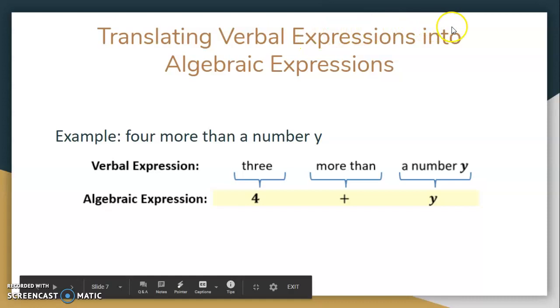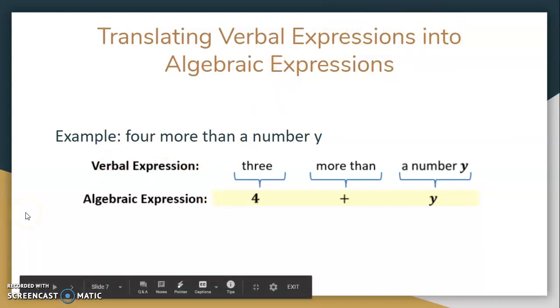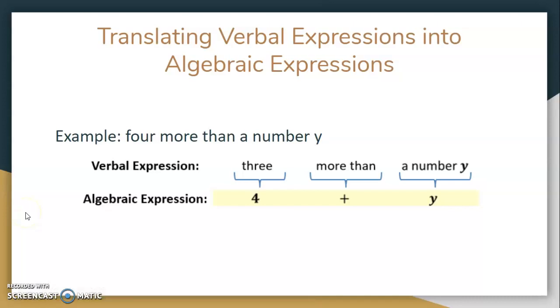Translating verbal expressions into algebraic expressions. So an example would be 4 more than a number y. So the verbal expression is 4 more than a number y. So the algebraic expression, remember, it has a letter in it, so it's 4 plus y, because more than means add.